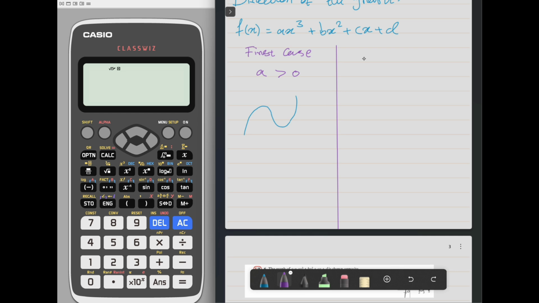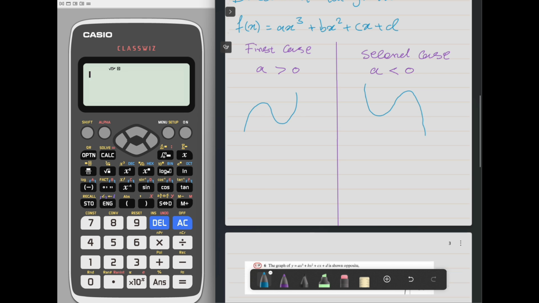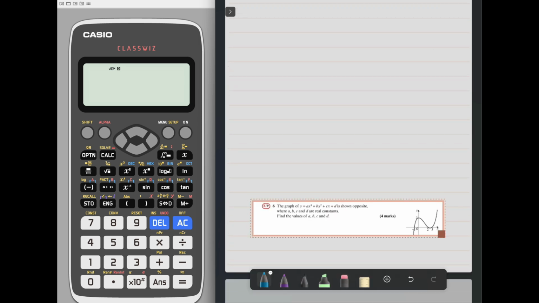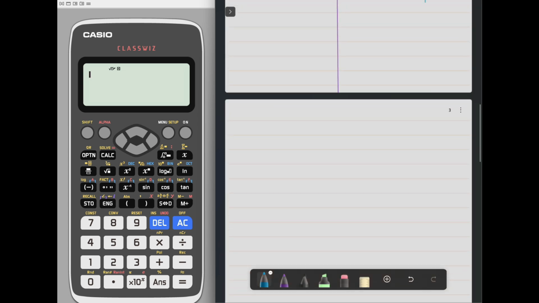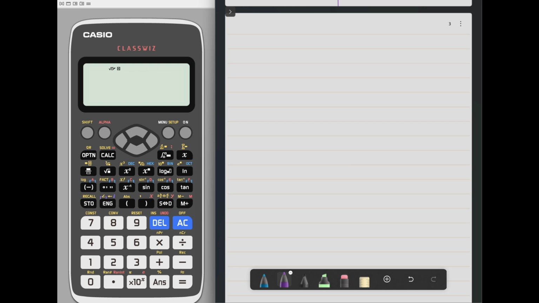And as for the second case, we know that a is not equal to 0, right? A is less than 0. So for a less than 0, the shape of your graph will be UN, alright? The shape of your graph, the direction of your graph, anything that you call it. For a greater than 0 or a being positive, it will be NU. And for a being less than 0 or a being negative, it will be UN. Alright, so let's do an example.